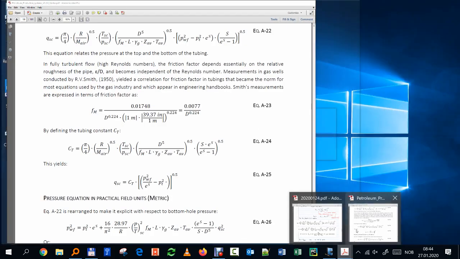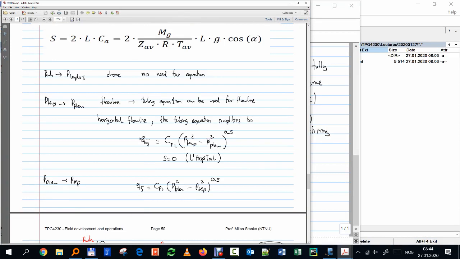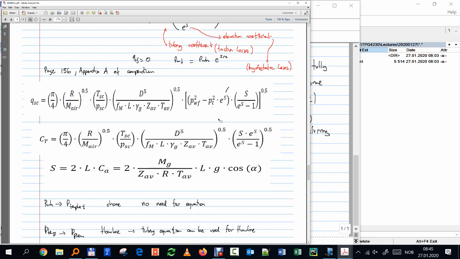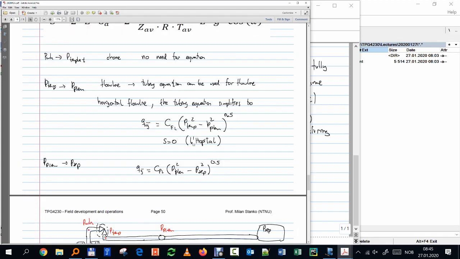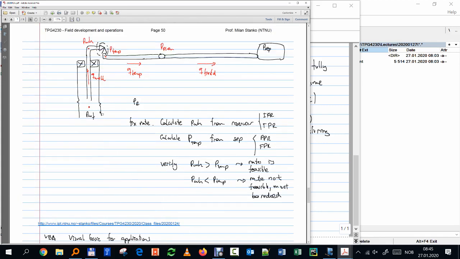Okay, so let's go to our exercise. We have still, so we said horizontal pipe, we use the same tubing equation, but simply we have to get rid of the height difference, the hydrostatic part. So for that I have to apply the limit when S is 0. And that we have to do with L'Hopital. And that was our approach.